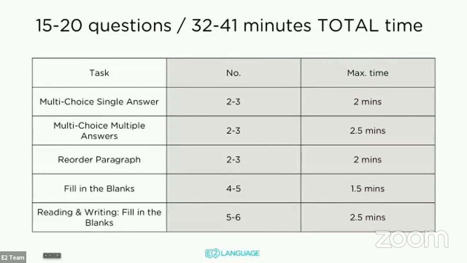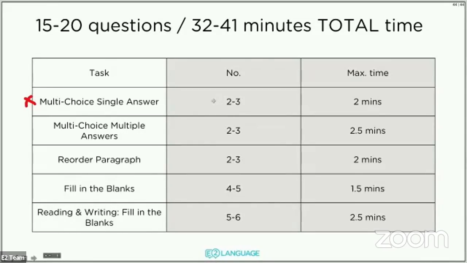So in PTE reading, you get between 15 and 20 questions, and you get between 32 and 41 minutes. Now, if you do the mathematics on this, and I've timed hundreds and hundreds of people doing these questions from the very fast to the very slow, and I've come up with some average times. These average times are as follows. So for multiple choice single answer, of which you'll get 2 or 3 on test day, you should only spend about 2 minutes. You'll be surprised.